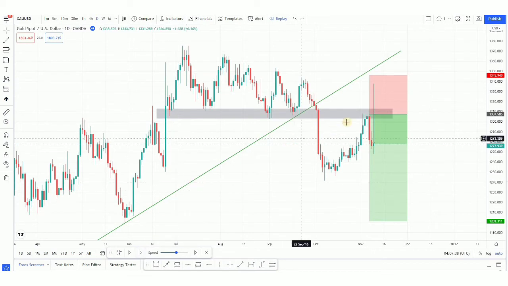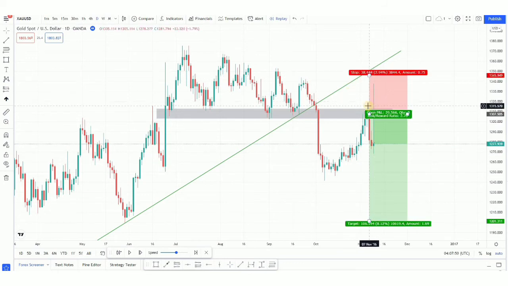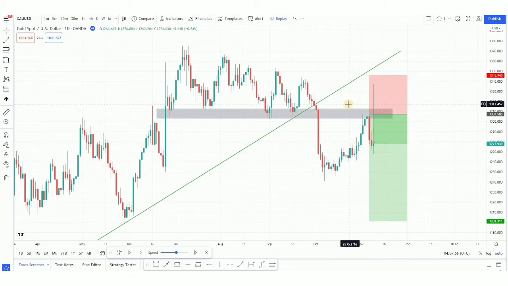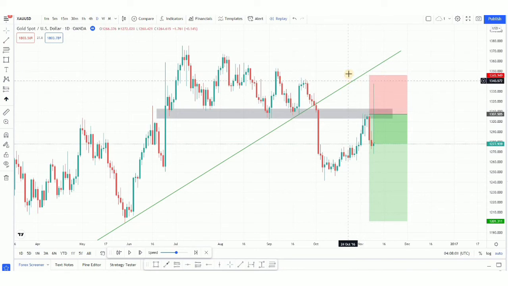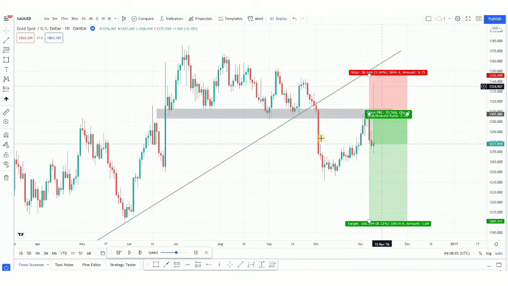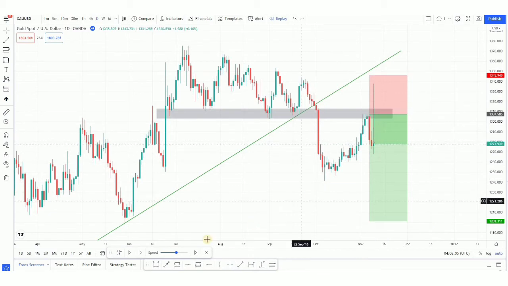Wow. It looks like something happened here with the news release or something. So this is why it's very necessary to position your stop loss at a very good point. Yet if I had placed my stop loss here, the market would have taken me out, because this is where the majority of people would have placed their stop loss. But placing it here has given me enough room, right? So we are back into profit.